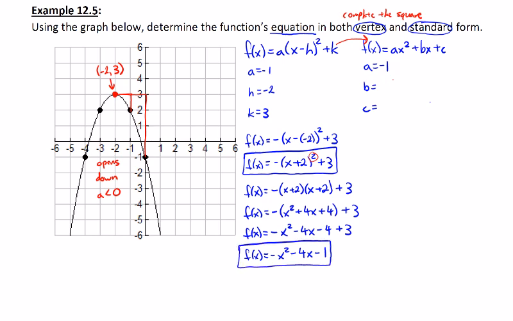So we didn't have to find b and c to be able to get the standard form, but now that we have the standard form, we can see that a is -1, b is -4, and c is -1.